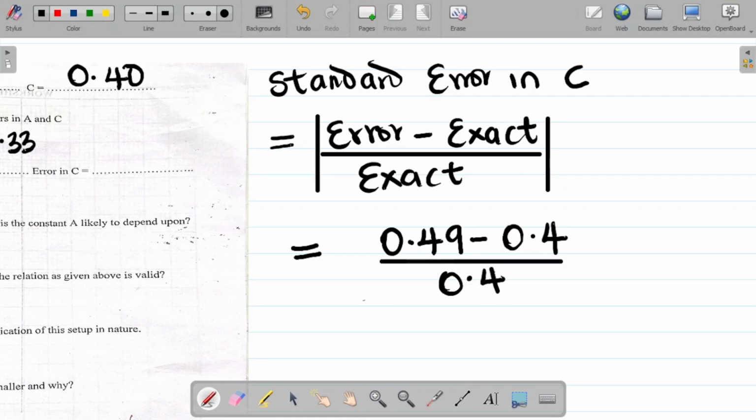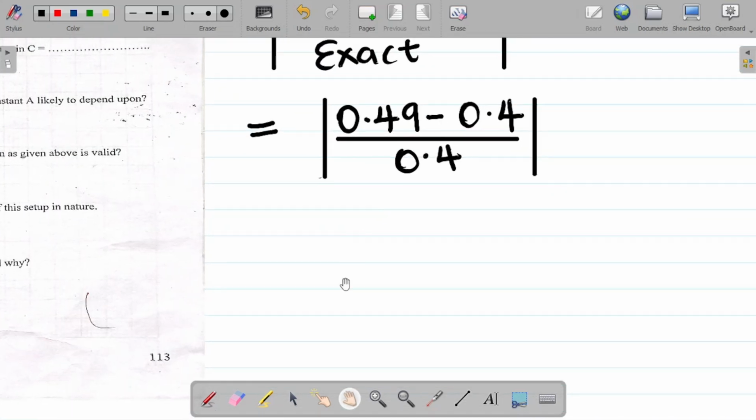All right. Of course, I'm taking absolute value. Take absolute value here. Take absolute value here. This will be equal to, simplifying further, 0.49 minus 0.4. That's about 0.09. So 0.09 all over 0.4. So what do we have here?